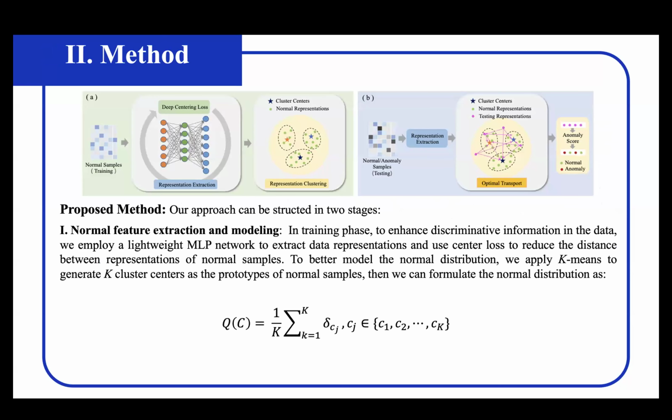Our method is as follows. The pipeline can be structured in two stages. The first stage is normal feature extraction and modeling. In the training phase, to enhance discriminative information in the data, we employ a lightweight MLP network to extract data representations and use center loss to reduce the distance between representations of normal samples. To better model the normal distribution, we apply k-means to generate k cluster centers as the prototypes of normal samples. Then we can formulate the normal distribution as QC.